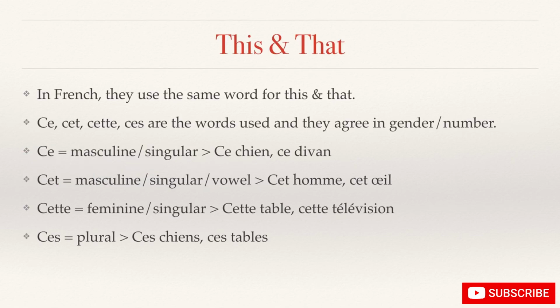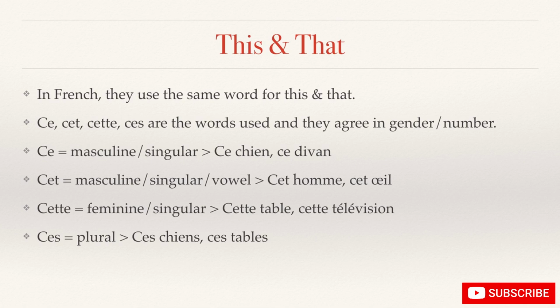So in French, they actually use the same word for this and that, whereas in English we specify. So the four words that they use are ce, cet, cette, and ces. And they agree in gender and number, which is why there's four of them. So ce is used for masculine and singular, like comes before masculine singular nouns. So for example, ce chien, ce divan.